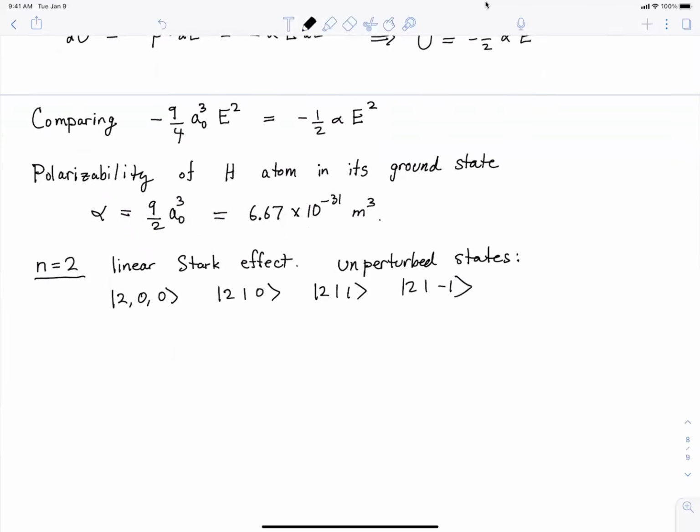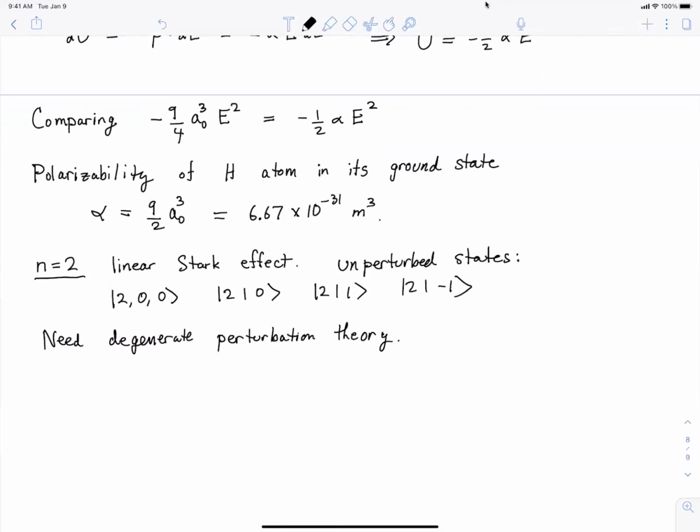And they all have the same unperturbed energy. So we need to use degenerate perturbation theory, which might sound like bad news, but it's actually good news. It actually makes things easier.